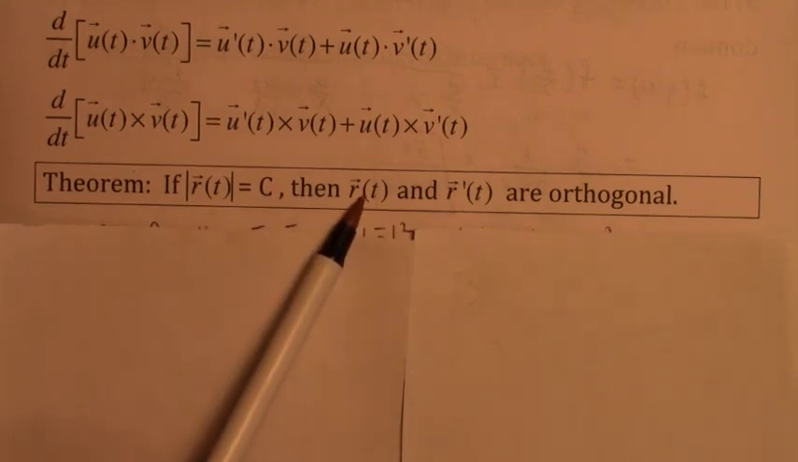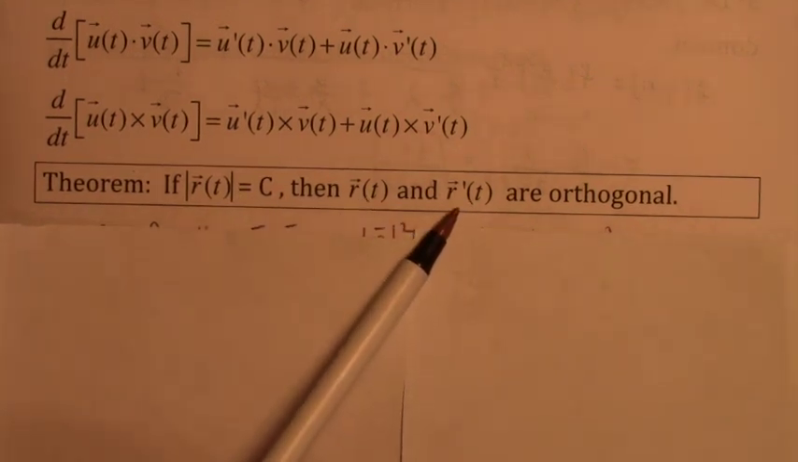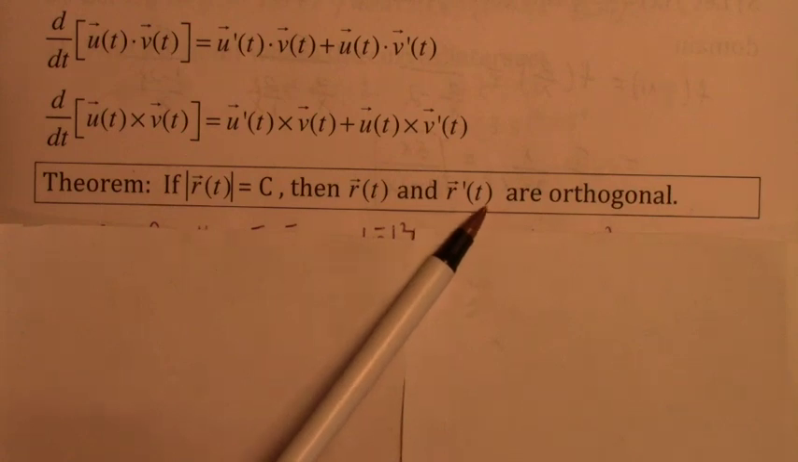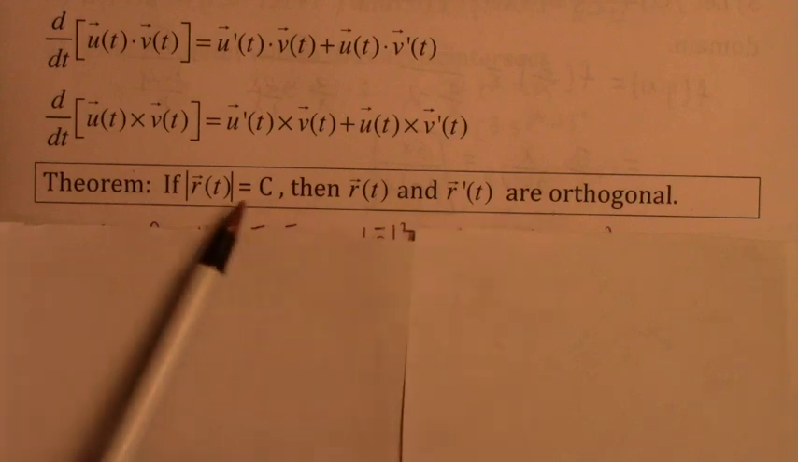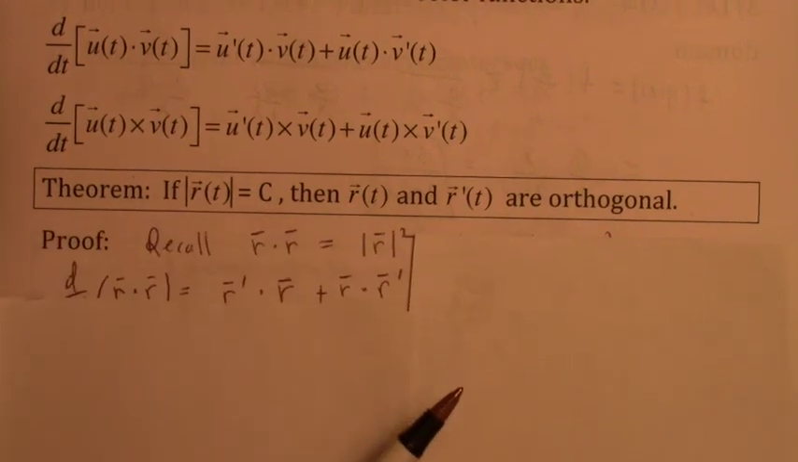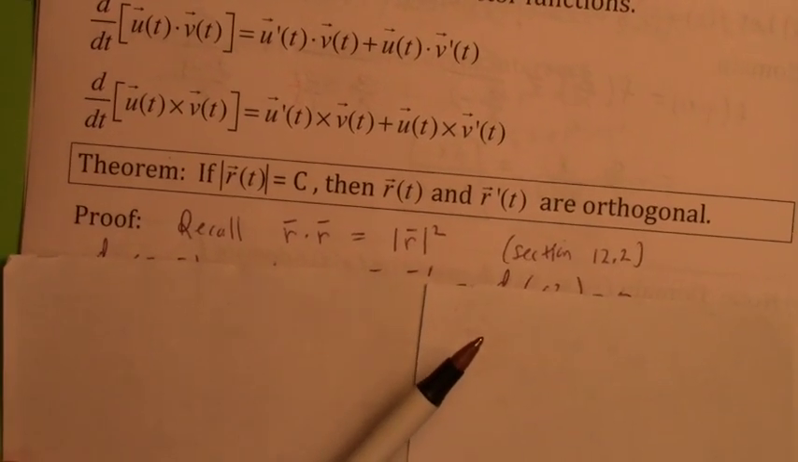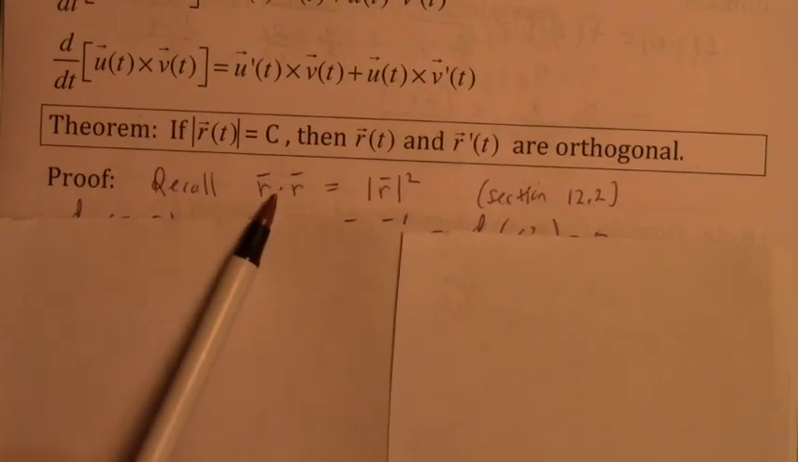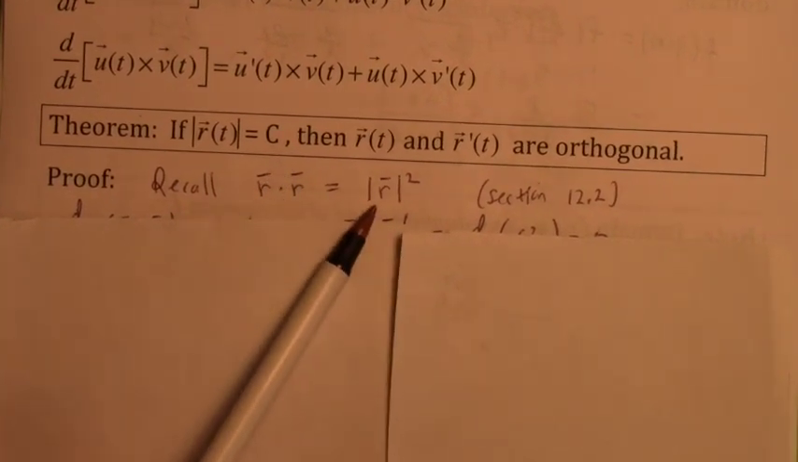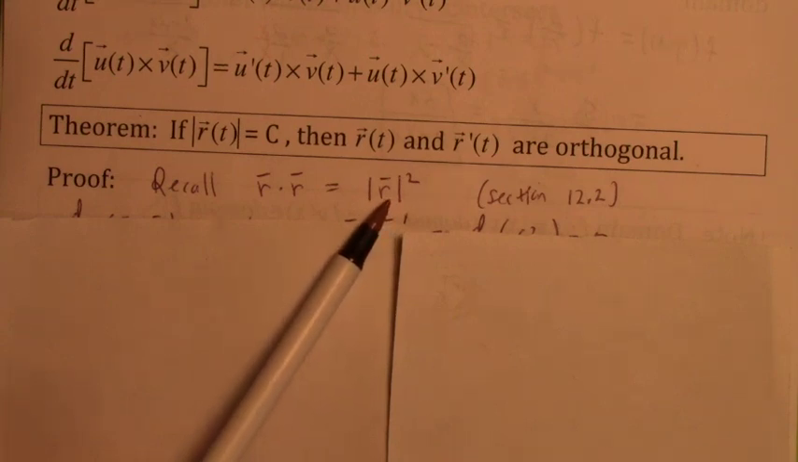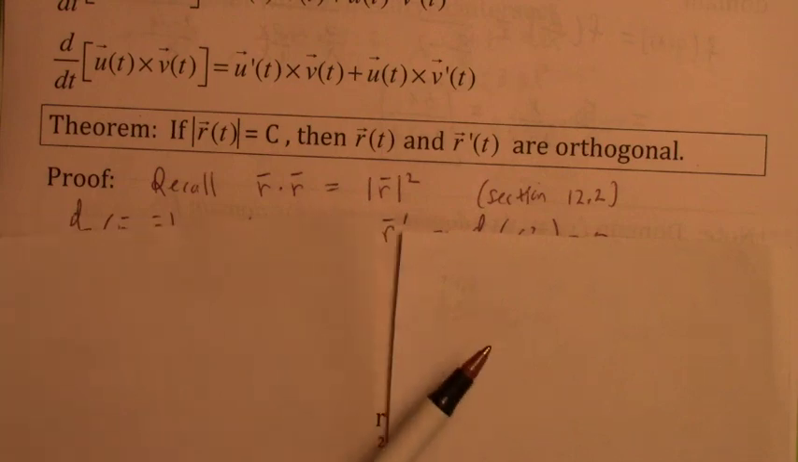Then the position vector and the derivative vector will always be orthogonal. This comes up all the time, as long as the magnitude is constant. Why is that true? Well, here's the proof. This is a property from 12.2. When you dot a vector with itself, you get the magnitude squared. That's not hard to prove. Just go ahead and look at what the dot product is.